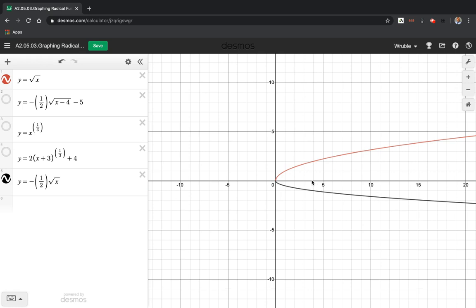So if we go over 4, up 2, that's a point on the graph. We can see right there. What's half of 2? Half of 2 is 1. So we go over 4 and then down 1 in this case.